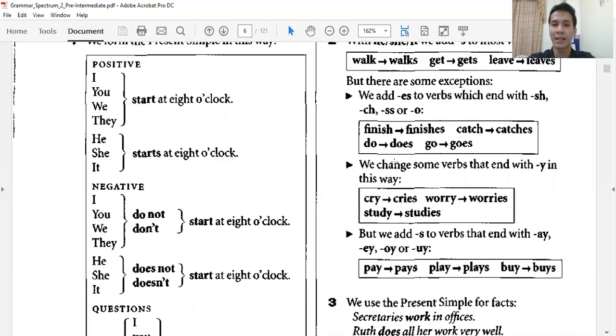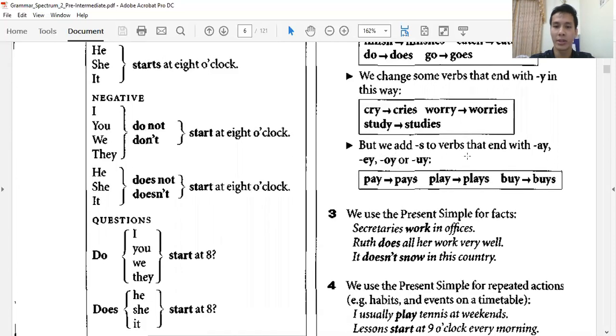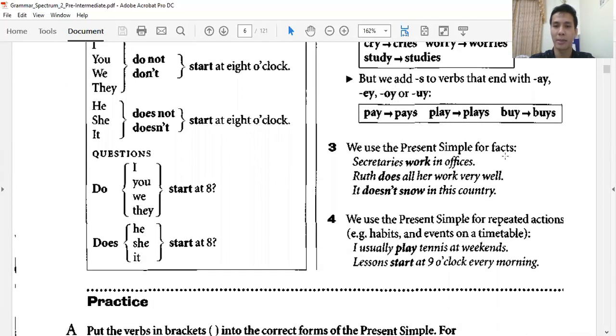So these are the ways we use present simple with he, she, or it. And now we move to number 3. Point number 3 is about how we use present simple.